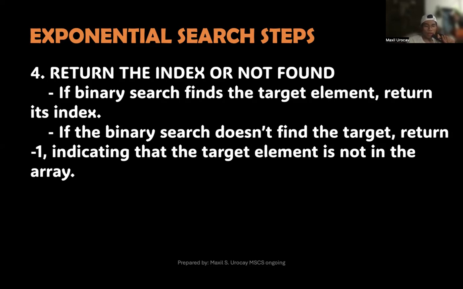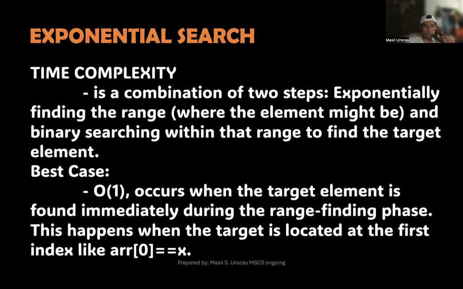Then if we're not able to find it after thorough searching, you just declare it as negative one. For the time complexity, it is a combination of two steps: exponentially finding the range where the element might be, and binary searching within that range to find the target element. In the best case, it is constant time because it occurs when the target element is found immediately during the range finding phase. This happens when the target is located at the first index, like index 0.